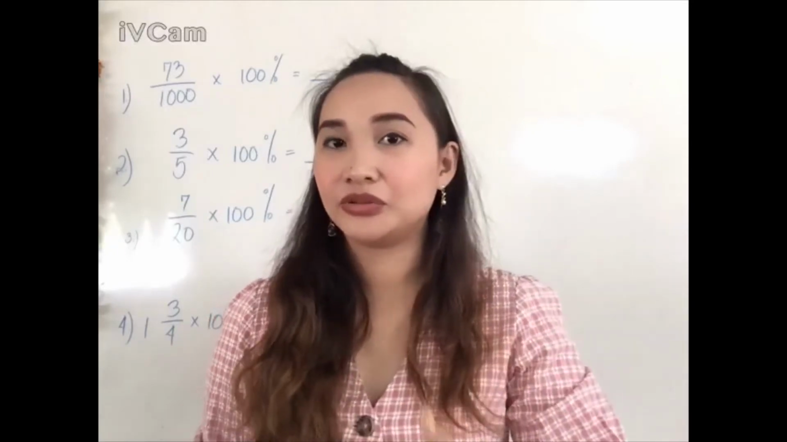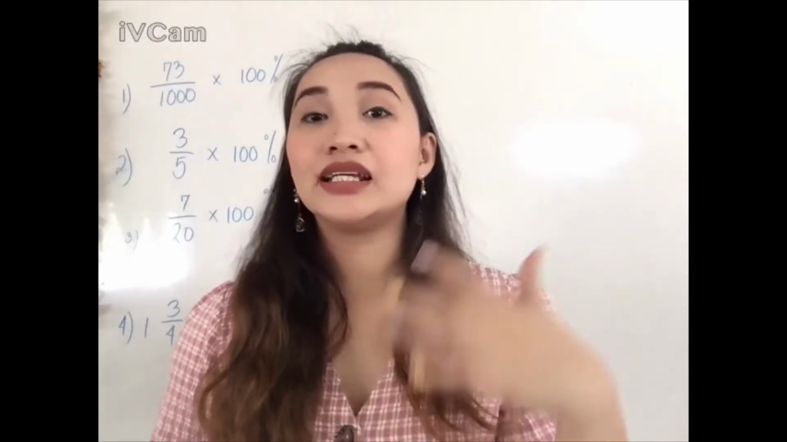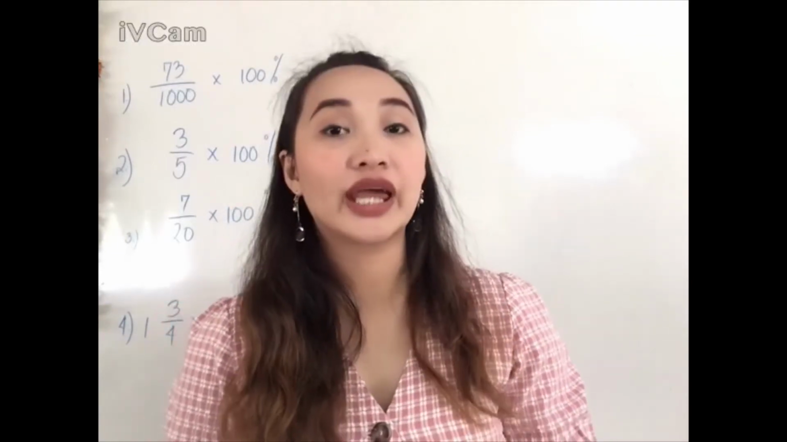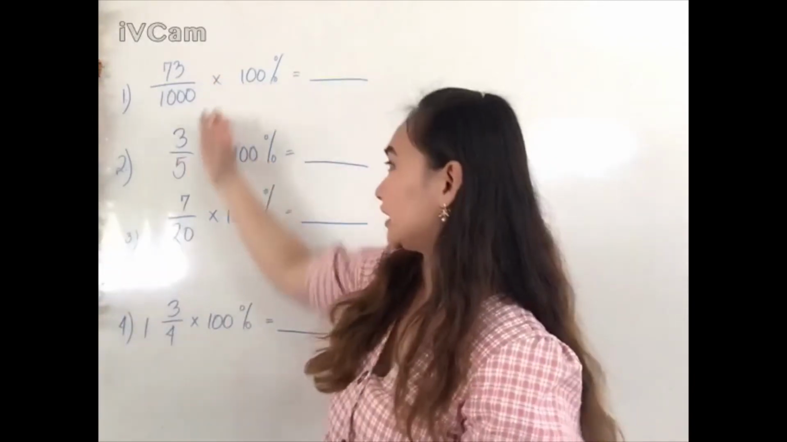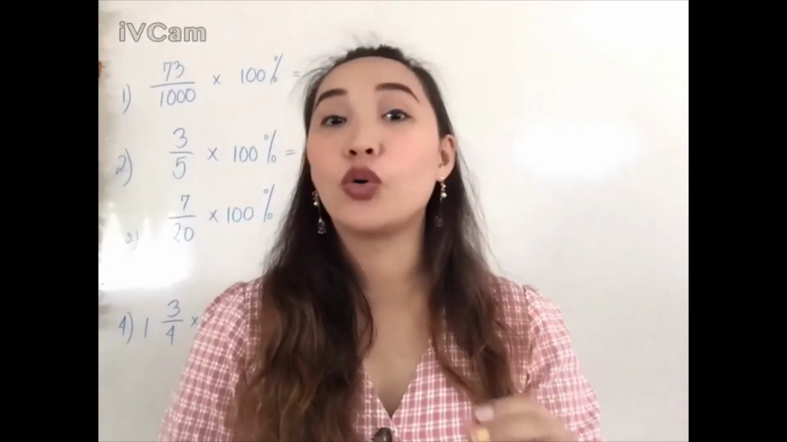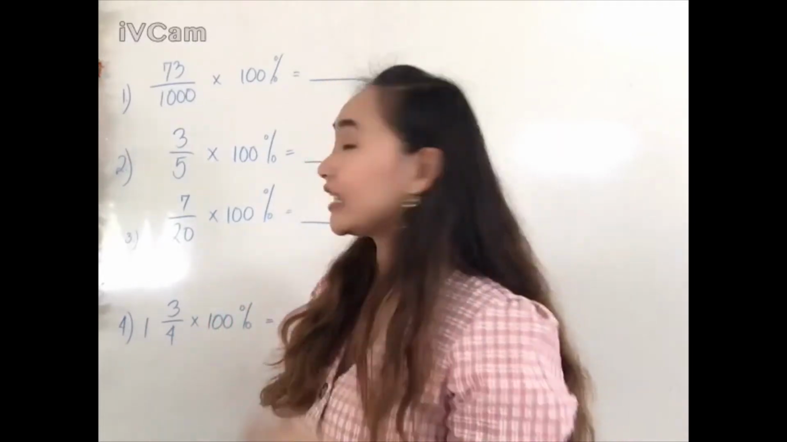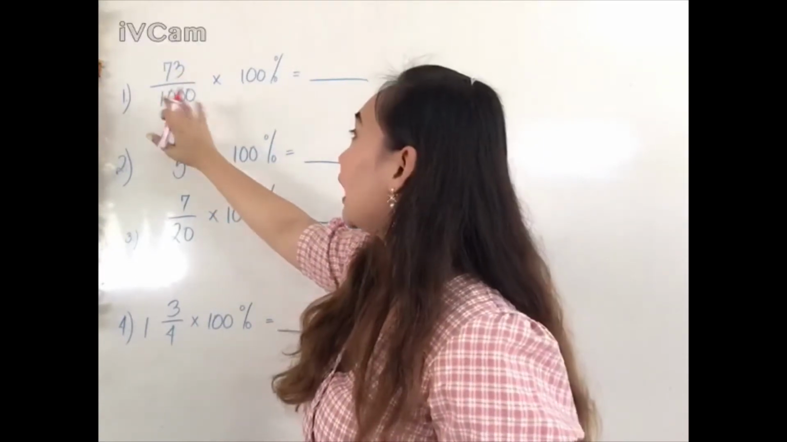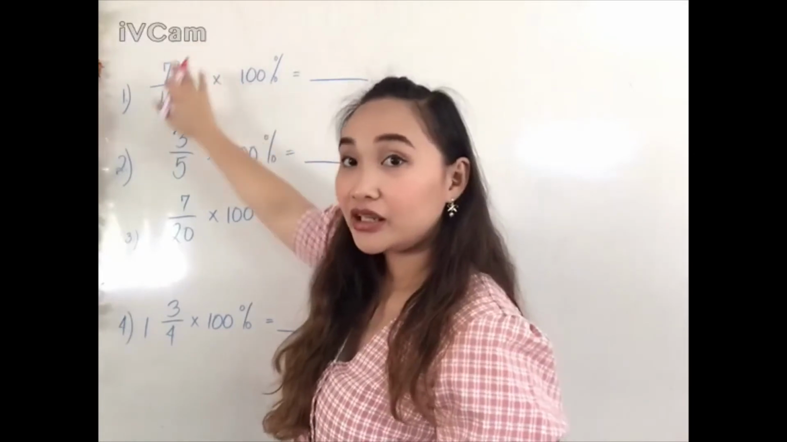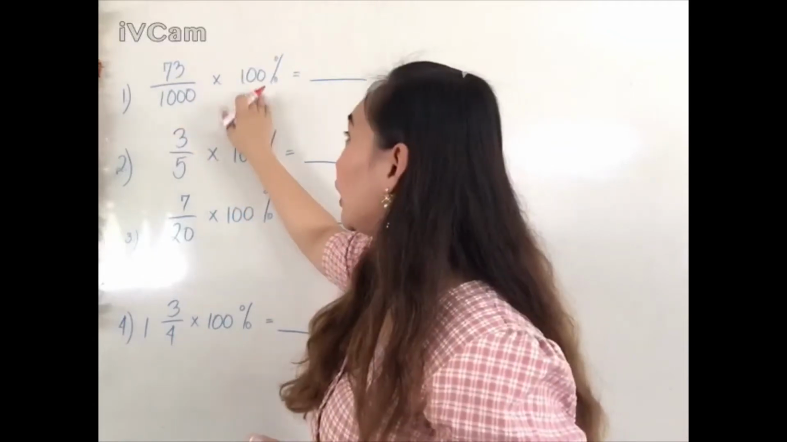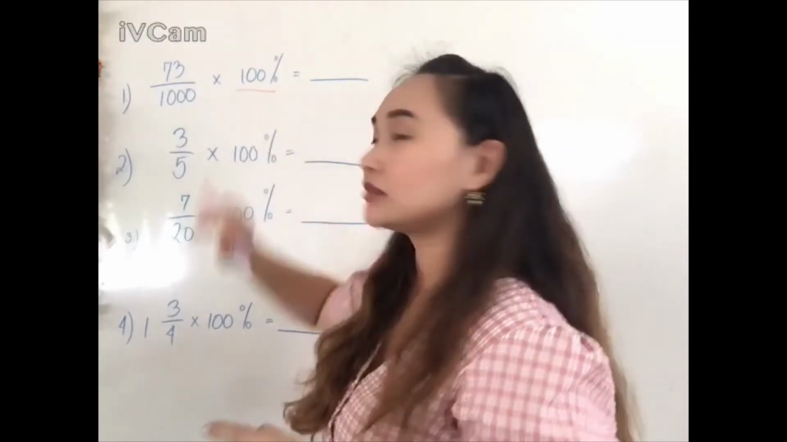And so let's try to review our lesson, changing fraction to percentage. Okay, how are we going to change fraction form like this to percentage? By multiplying to 100. All right, so first example, we have 73 over 1,000 times, since this is percentage, so times 100 is how much?